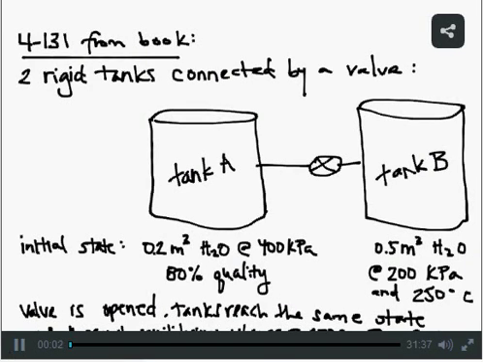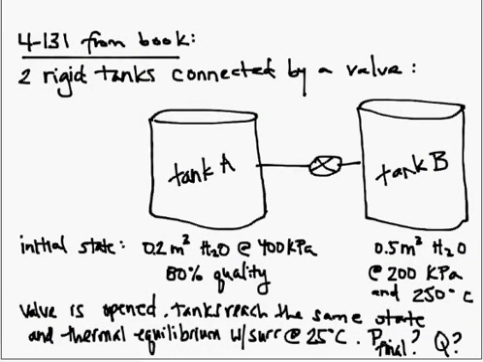Our first problem is 4-131 from the book. The problem statement I've summarized here on the first slide. We have two rigid tanks connected by a valve. You see tank A and tank B, and here's the valve.